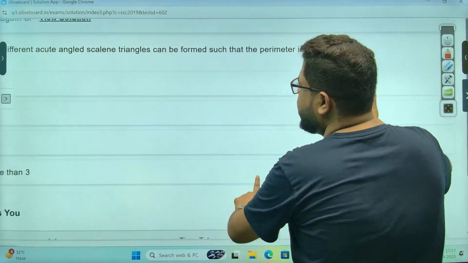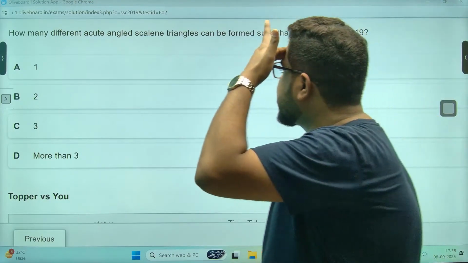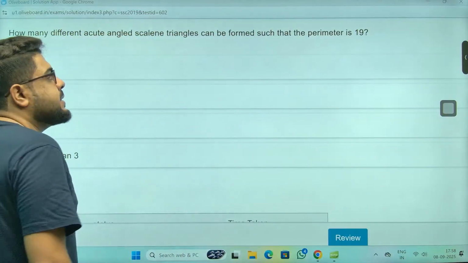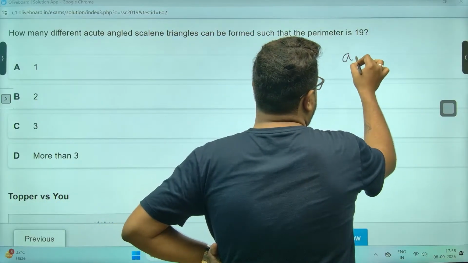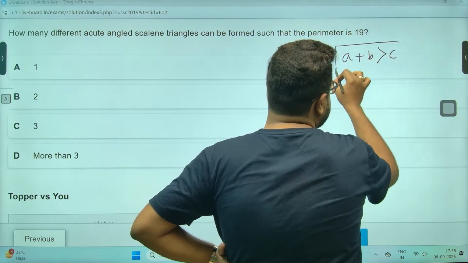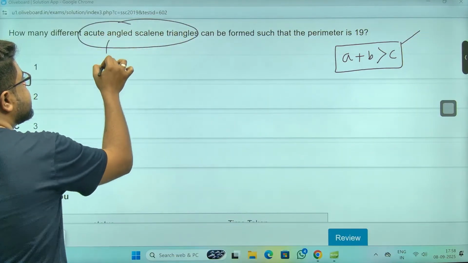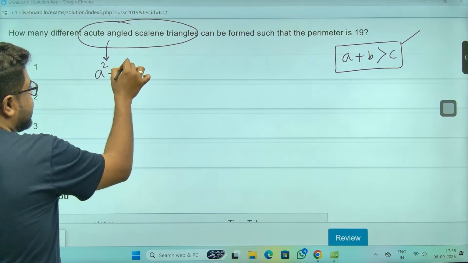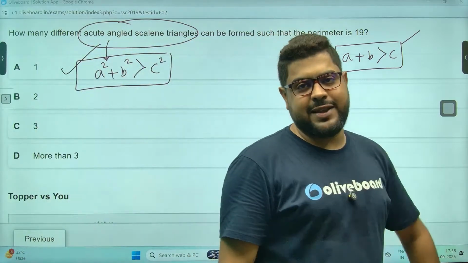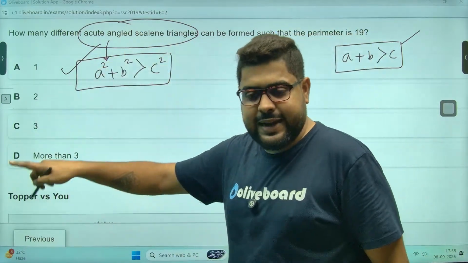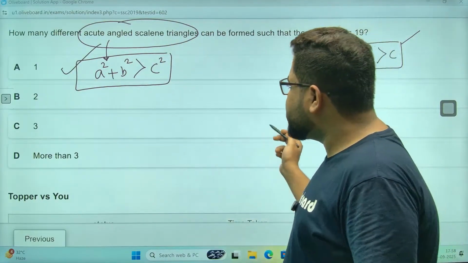Now, how many different acute angle triangles? Acute angle scalene triangles, okay? Sir, first things first, two conditions here. For any triangle, the sum of two sides must be greater than the third. And an acute angle scalene triangle means we use the corollaries of Pythagoras. You remember? Equal means it is right angle, greater means acute, less means obtuse angle. You remember this? So you just need to calculate.